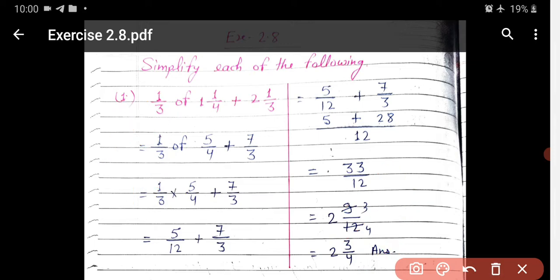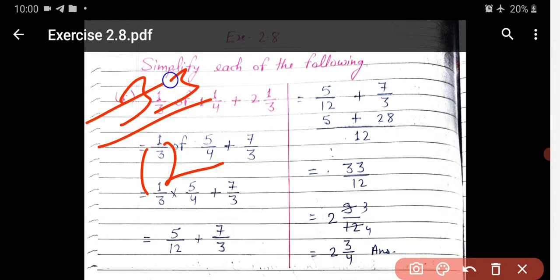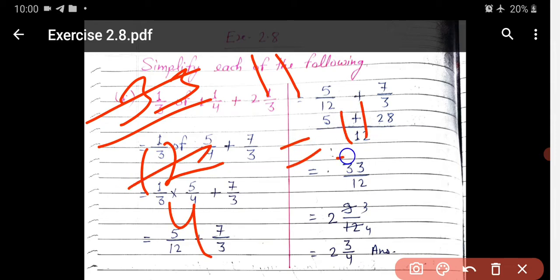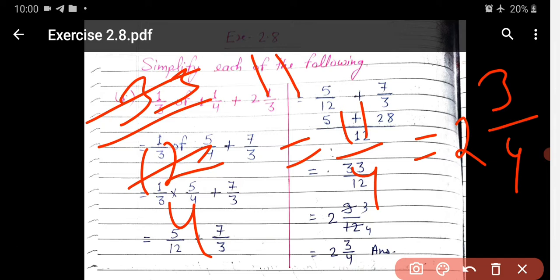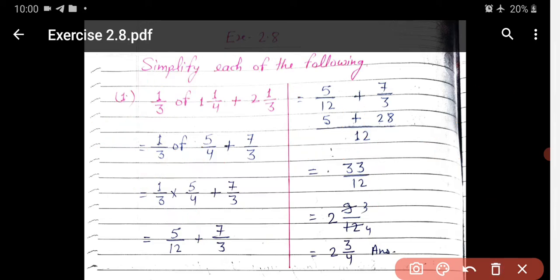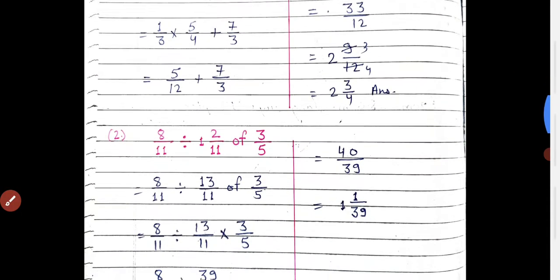First you have to convert into a mixed fraction. 12 twos are 24, 24 plus 9 becomes 33. Now you have to cut: 3 threes are 9, 3 fours are 12. So first you convert, then you cut. Another method: first you cut, then you convert. So 33 upon 12, just cut by 3: 3 elevens are 33, 3 fours are 12. So it becomes 11 upon 4. So first you cut here, now just convert. 4 twos are 8, 8 and 3 is 11. So you have to write 2 3/4 as your answer. So both are correct methods. Either you can cut first or cut in the last and convert into a mixed fraction. Okay, now come to the next question.